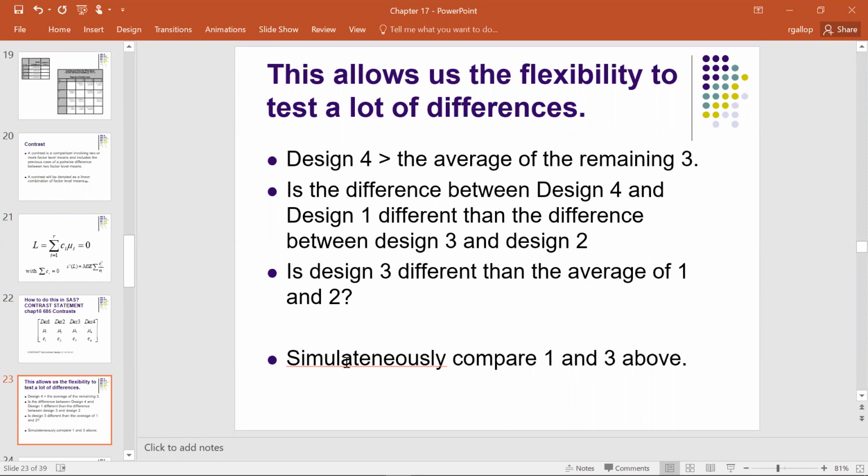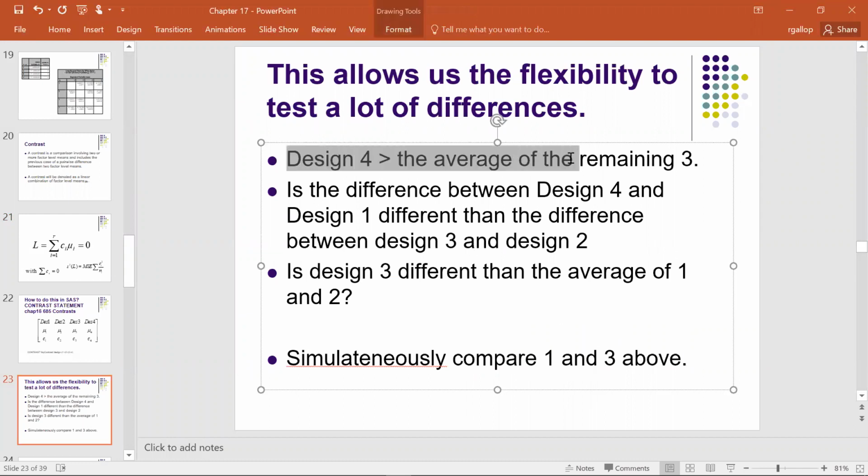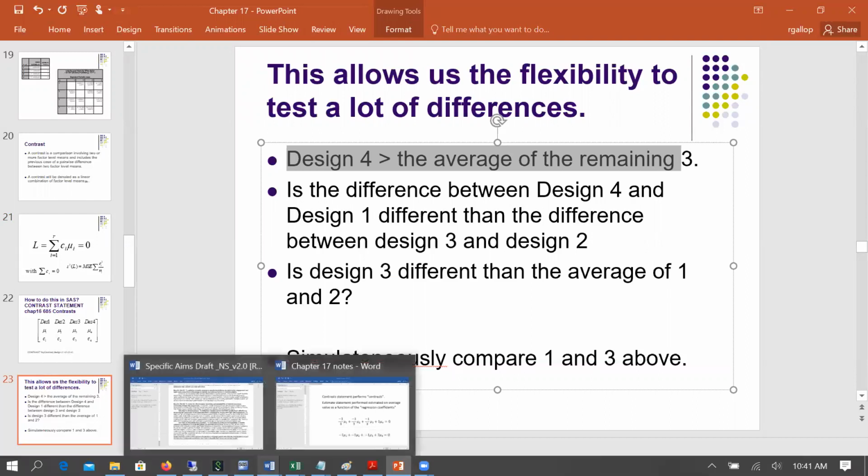The one we didn't do, though, is simultaneously compare 1 and 3. Simultaneously comparing 1 and 3 means we want to test this at the same time we test this. So is design 4 compared to the average of design 3, are they equal? And is design 3 compared to the average of design 1, 2 equal? In this case, this is a simultaneous contrast. It's not a multiple comparison.